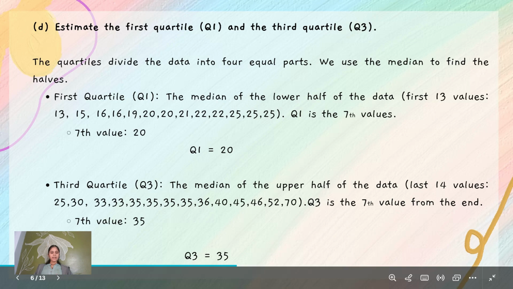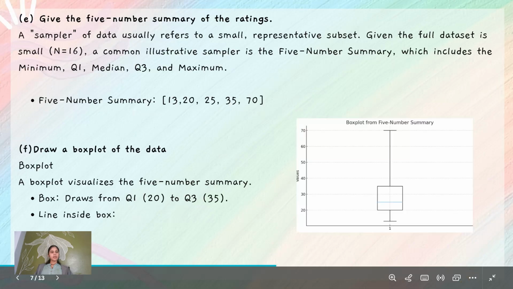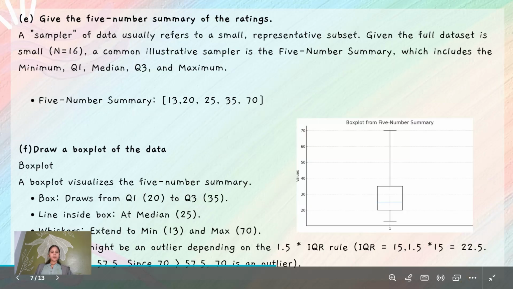So the seventh value from the end of the remaining dataset will be 35. So the Q3 will be 35. Now in question E, give the 5-number summary of the ratings.